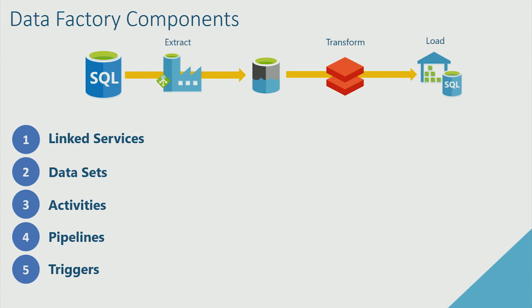Next up, number 2, are data sets. We need to define the metadata that we're going to use, the thing that we're going to work with. Maybe in the case of a SQL DB, the data set would tell us the table, the schema, the structure of it, the data types that sit within there. And those data sets will authenticate against our link services, number 1.